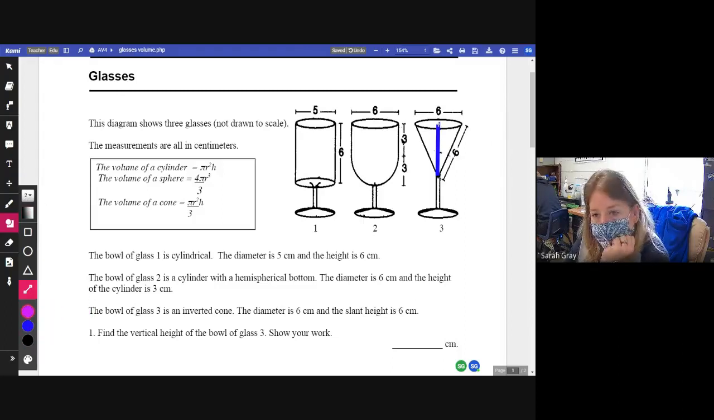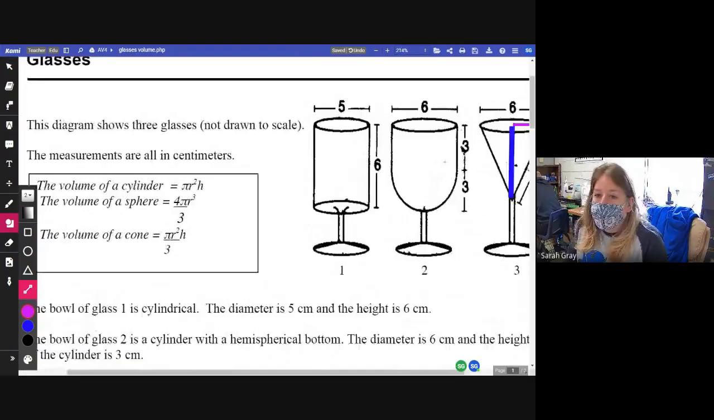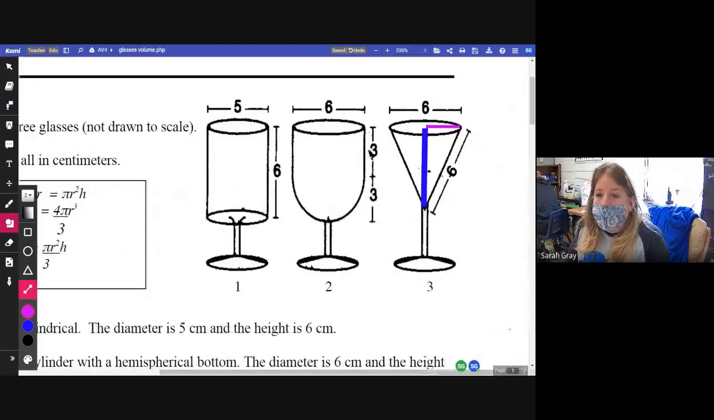And in order to get that, you're going to have to imagine this going like that and you have a right triangle there, and you know two of the sides. The purple line is going to be 3 because it's halfway across the glass. Your hypotenuse is 6, and you just need to find the length of the blue line.